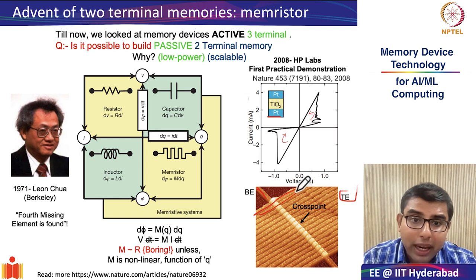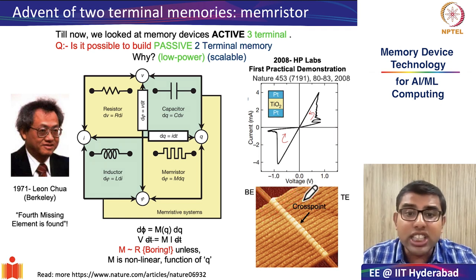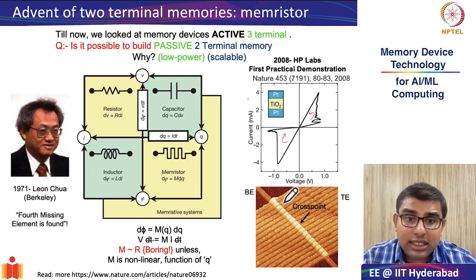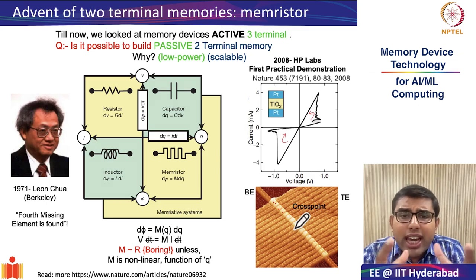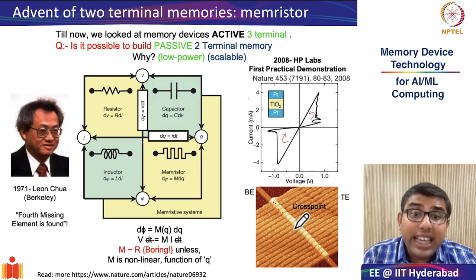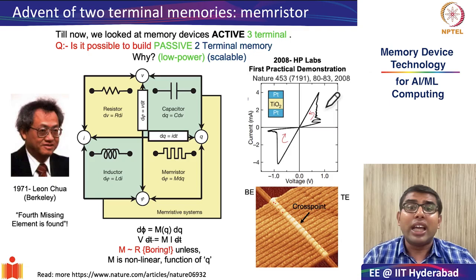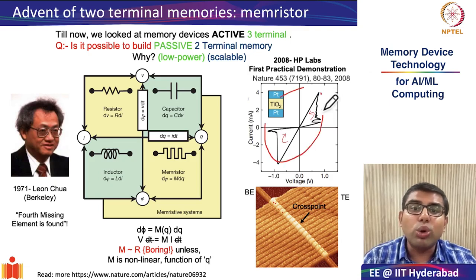These are your top electrodes of platinum. All are segregated with each other. And there are 17 such cross points. You can count, there are 17 such cross points which are embedded in a very small area. And each of these cross points has a characteristic which looks like this.